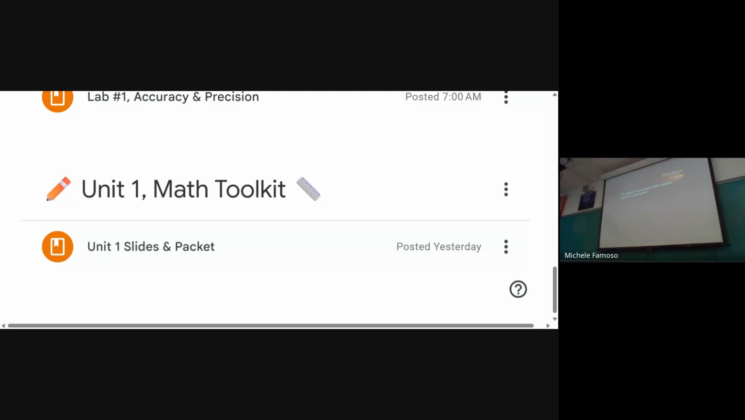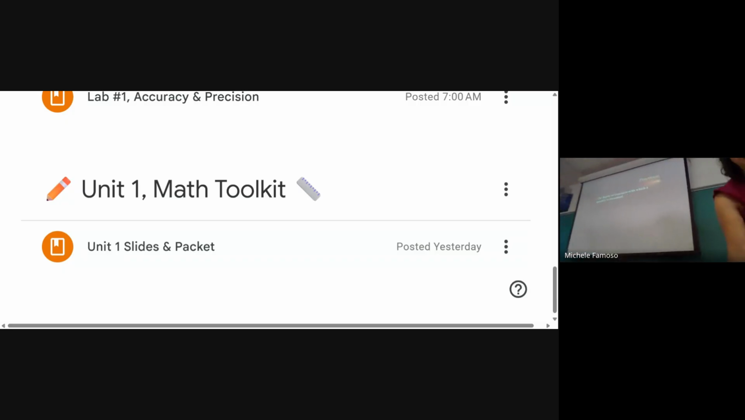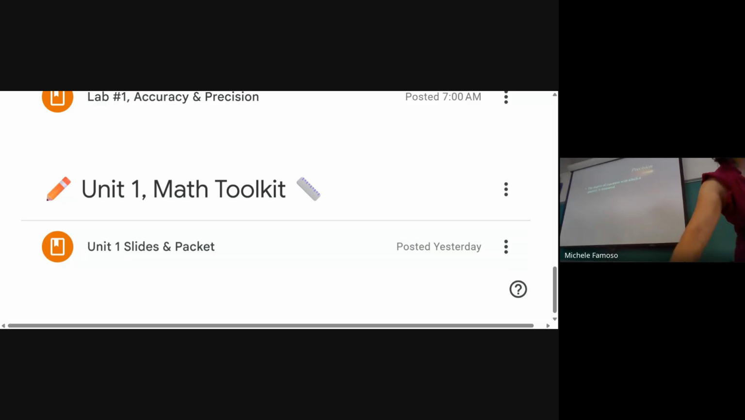What is precision? Precision refers to the degree of exactness with which a quantity can be measured. How exact is a measurement? Now, what's really interesting about precision is that we can determine the precision when I look at a measurement by how many decimal places out the measurement goes.